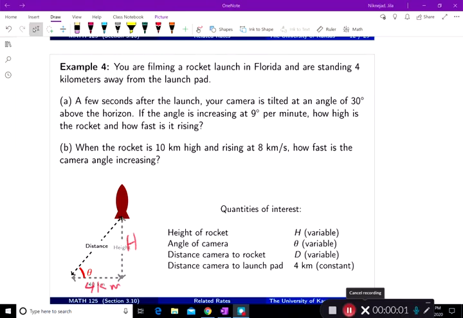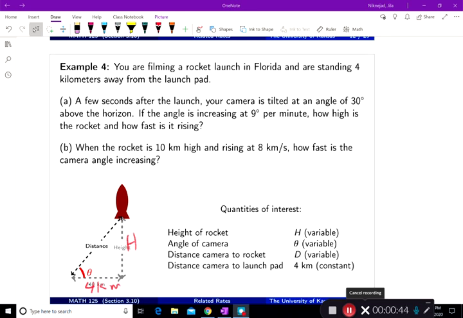We're continuing with section 3.10, related rates, example 4. In this example, a rocket is being launched into space, and we're recording it from 4 kilometers from the launch pad. There are two scenarios with this question. One is asking, if the angle of inclination is 30 degrees and it's rising at 9 degrees per minute, how fast is the rocket going at that instant, and how high is the rocket?